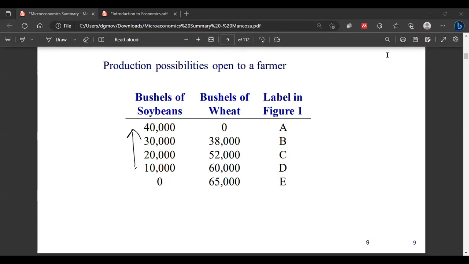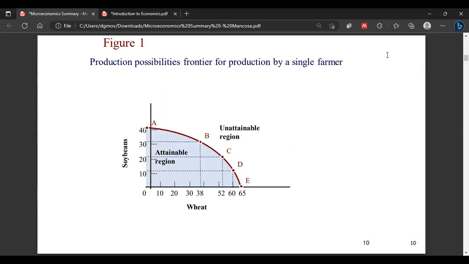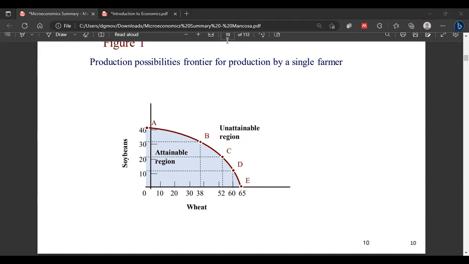If you produce 30,000, you can only be able to produce 38. That's point B. So this is what we did. 40 and zero. So you plotted there, point A. 30,000 versus 38,000. So you're only producing at B. 20,000 of soybeans means you can only produce 52,000. So you plot C. 10,000 soybeans means you can only produce 60,000 tons of wheat, right? And if you produce 65,000 tons of wheat, you won't be able to produce any soybeans. So it's at zero. And if you connect these points, you get a concave shape. Hence, the PPC is concave to the origin, right?